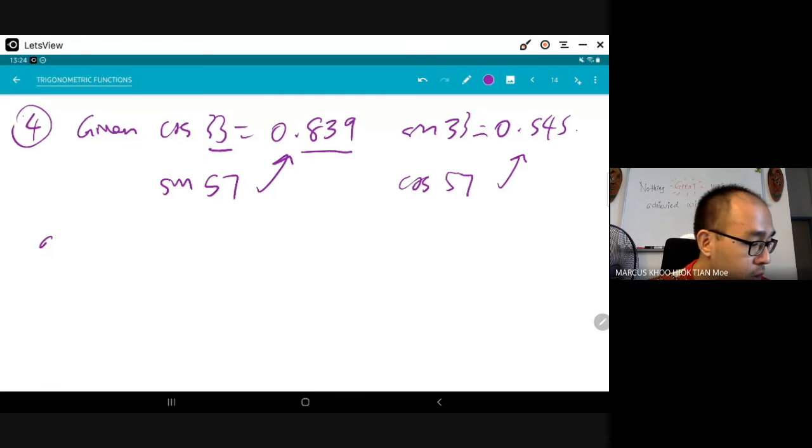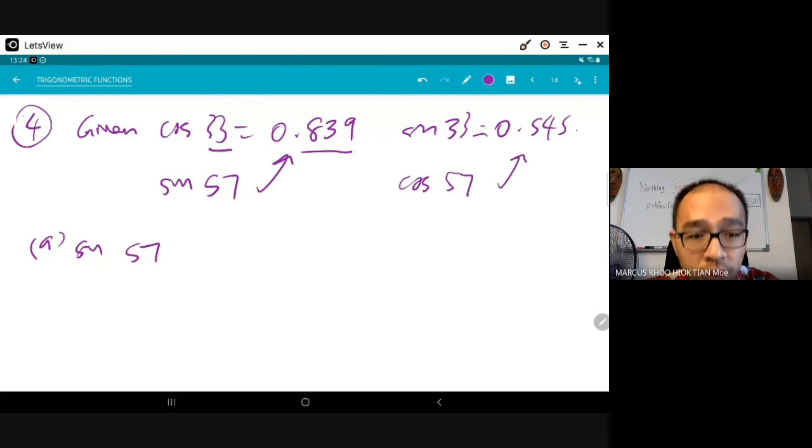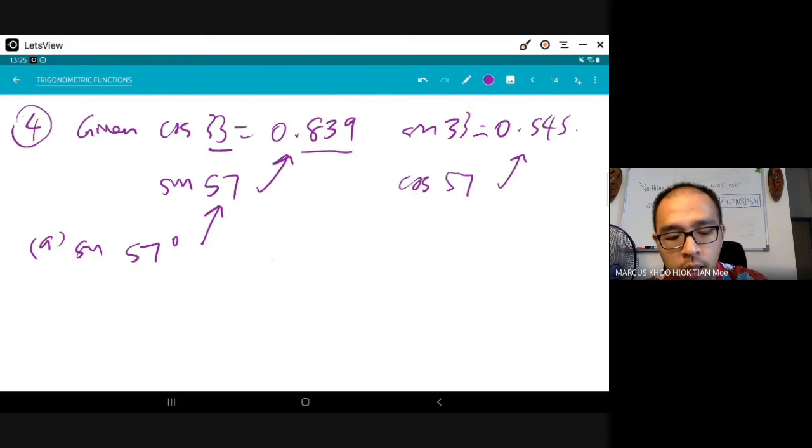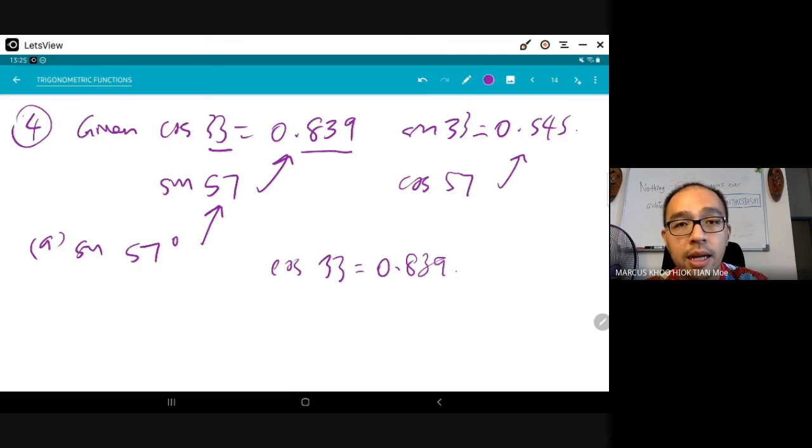So how do you count question A? Sin 57. Need to count now? No need to count, you just have to know. This is what a lot of people will do: cos 33 equals 0.839, then they go and look for this one. No need. Understand the value of the complementary angle.